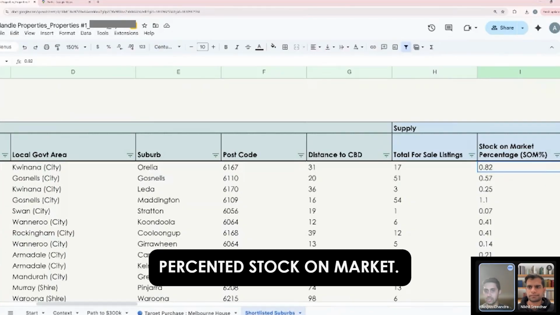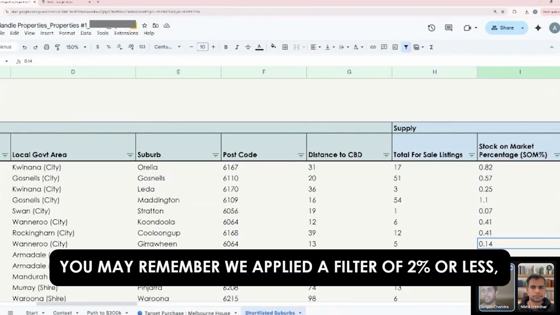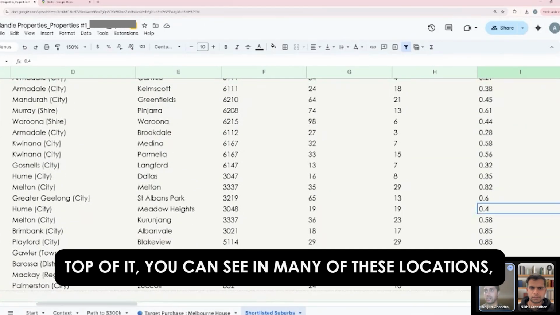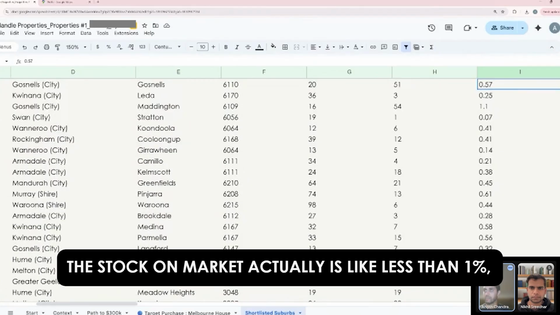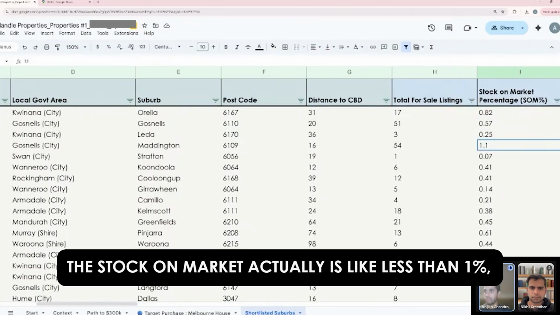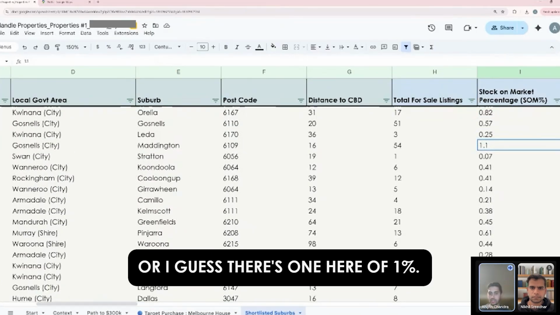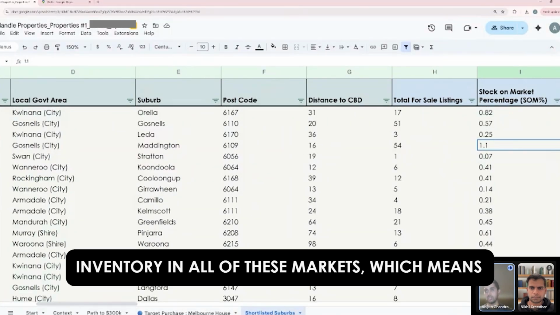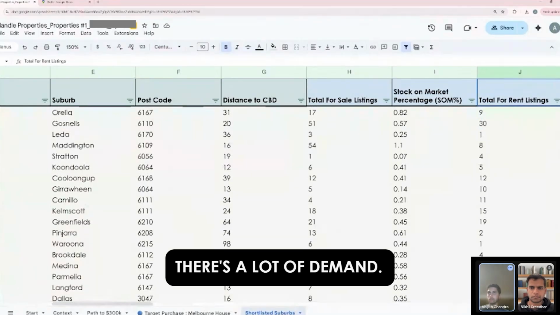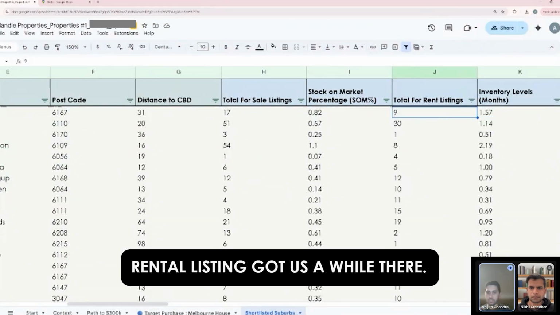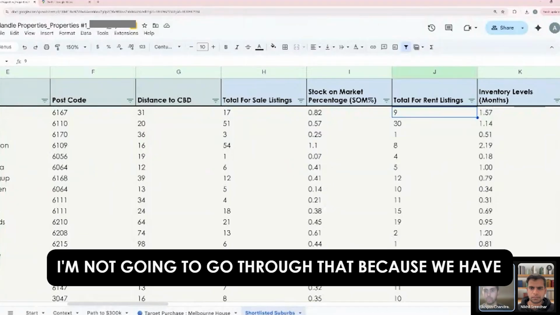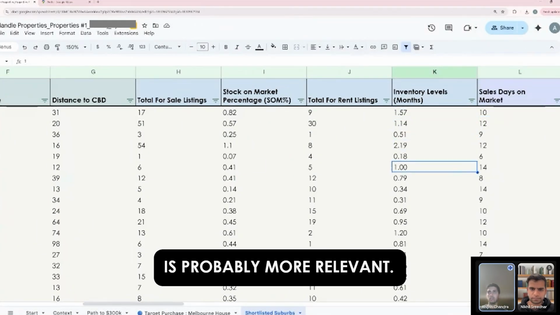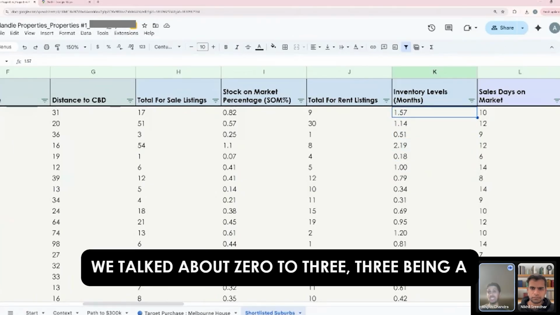Percentage stock on market, you may remember we applied a filter of 2% or less. But because we've applied so many other filters on top of it, you can see in many of these locations the stock on market is actually less than 1%, or I guess there's one here above 1%. So in a majority of cases, there is very tight inventory in all of these markets, which means there's a lot of demand. Rental listings as well, I'm not going to go through that because we have the vacancy rate number a little bit later on, which is probably more relevant.